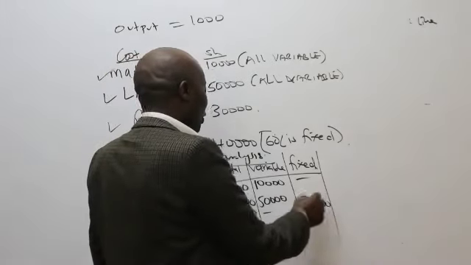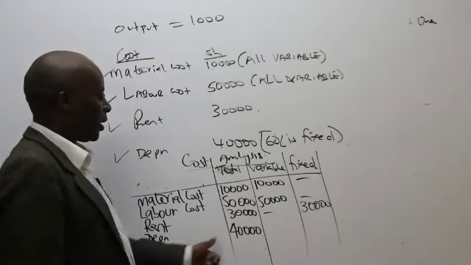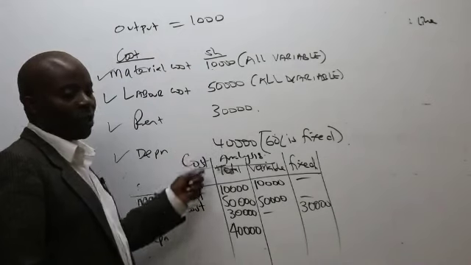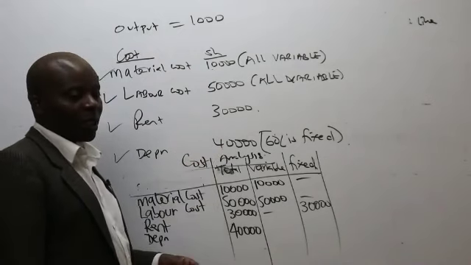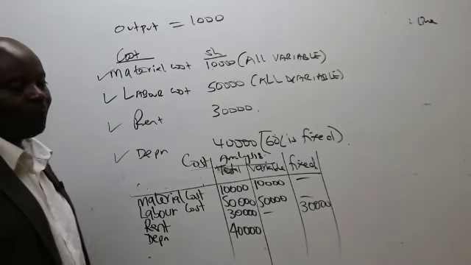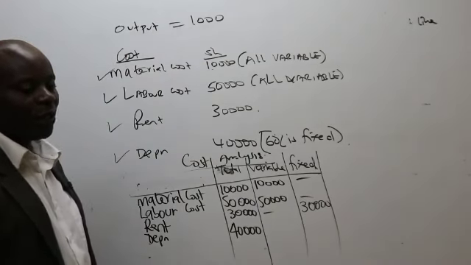From there, ladies and gentlemen, we have depreciation. What have they told us about depreciation? That 60% is fixed. So what is 60% of 40,000? Can somebody help me? 0.6 of 40,000 will give us what figure?